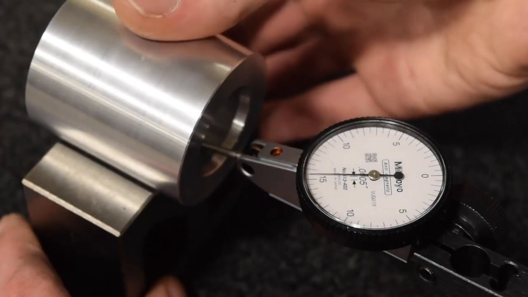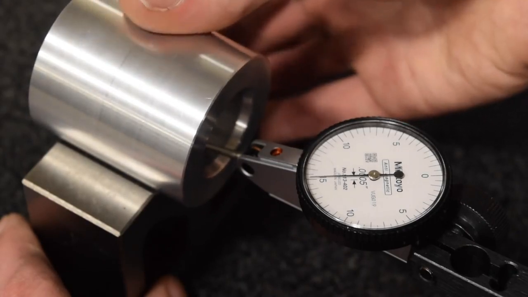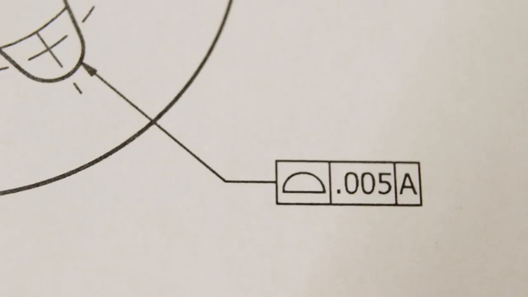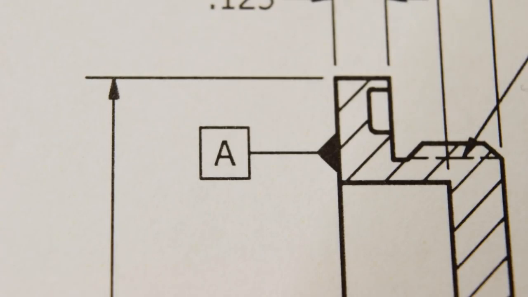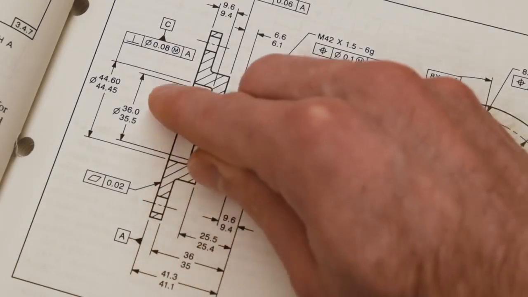GD&T gives you a way to describe the functional requirements of features by controlling things like flatness, perpendicularity, position, and runout. When using GD&T to control a feature, the locating dimensions are typically enclosed with a box to indicate that they are basic or theoretically exact. The feature is controlled by a special node called a feature control frame, which may also reference other features as datums.